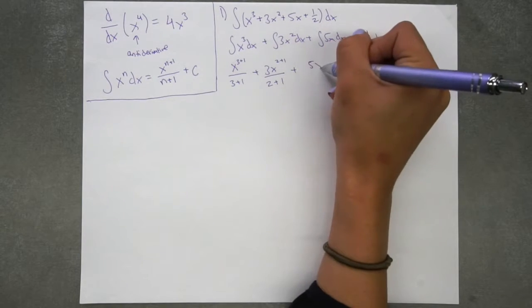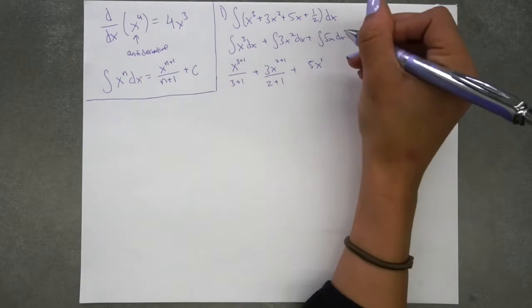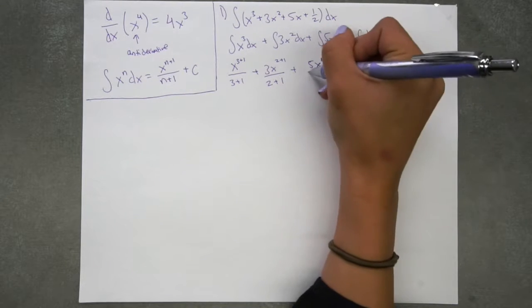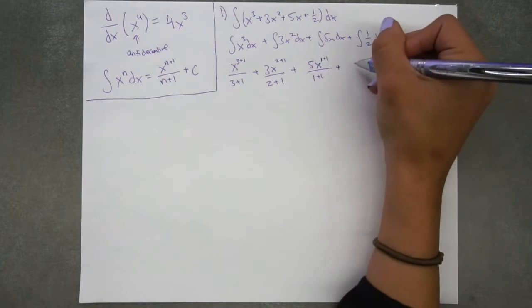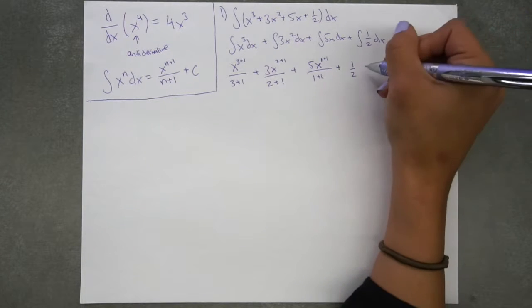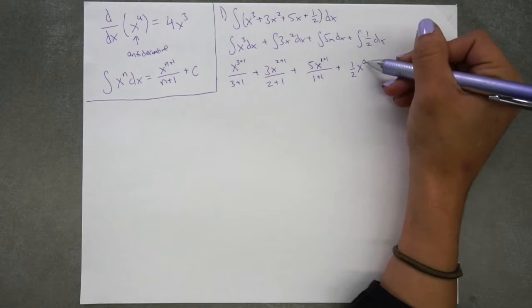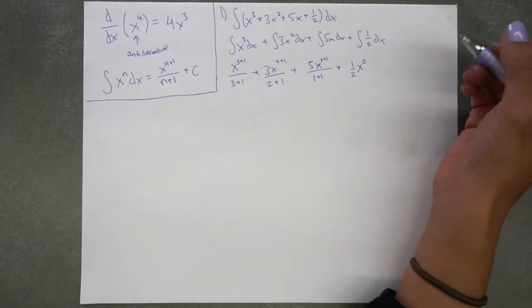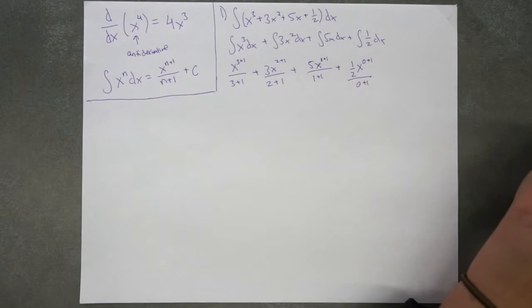This one is 5x. This 5x has an invisible power of 1 that we usually don't write, but in this case we're going to write it, so we're going to have 1 plus 1 divided by 1 plus 1. And then plus, we have 1/2 here, and we don't see an x term here, but there's really an x to the 0 power term. We can look at it as x to the 0 because x to the 0 is equal to 1. So 1/2 times x to the 0 is equal to 1/2. So 0 plus 1 divided by 0 plus 1.